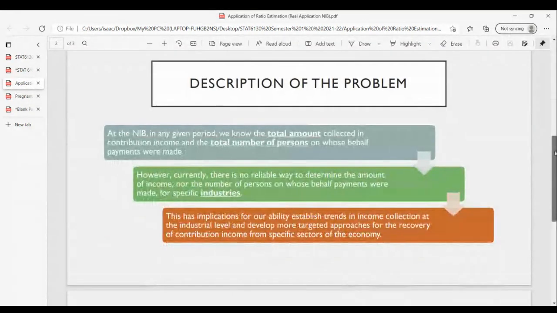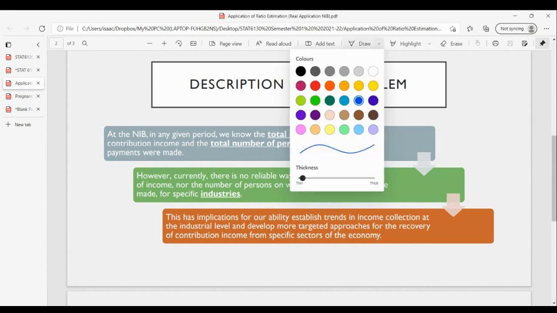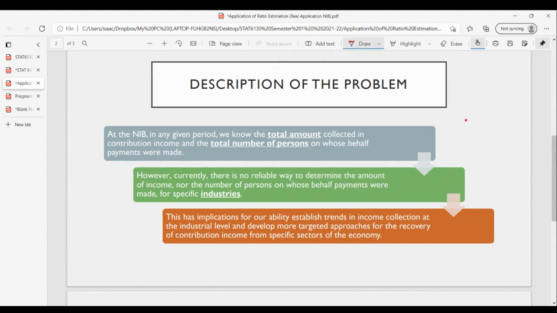Right, so this is the issue here. At the NIB, as you all know, the National Insurance Board is the agency responsible for the collection of contribution income and the payment of social insurance benefits for the entire population of Trinidad and Tobago, right? So it's a large organization. And at the NIB, in any given period, we know the total amount collected in contribution income and the total number of persons on whose behalf those payments were made, right?